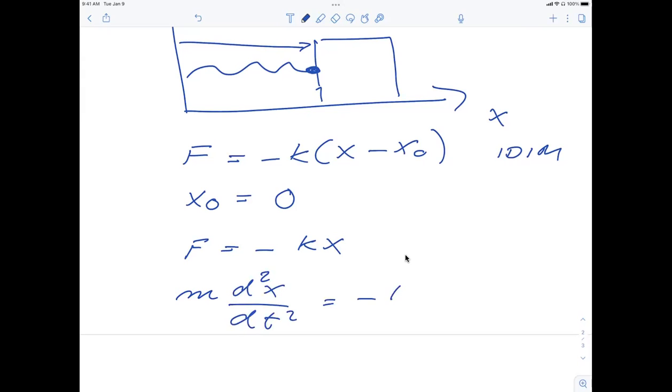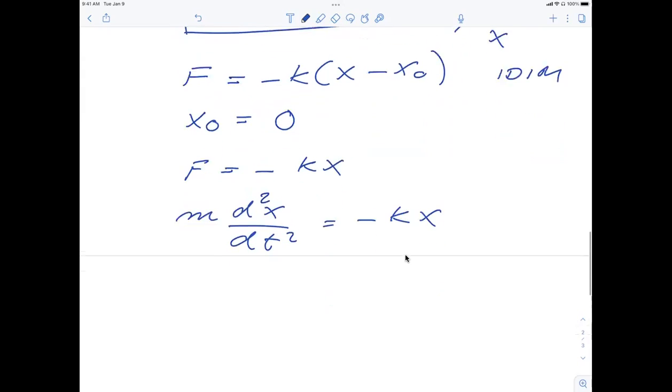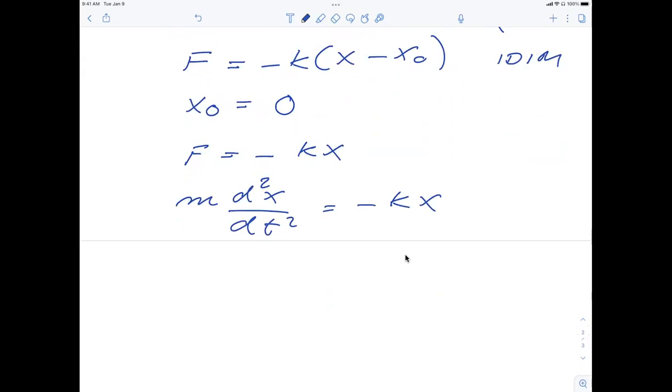So this is minus k times x. This k is normally called a spring constant. So there's a constant, a material specific constant. We would typically divide by the mass. So we would define a parameter which is called omega 0, which is k divided by m. And this is called a natural frequency.